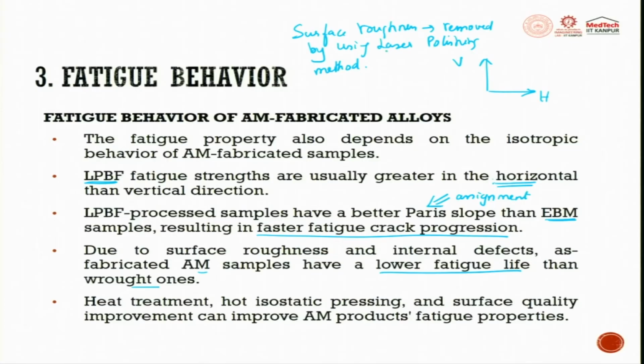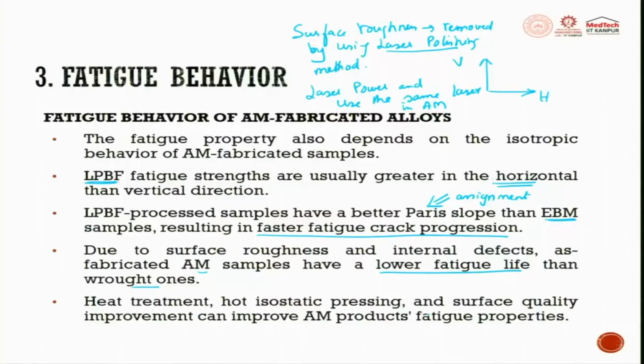The idea of laser polishing is to reduce the laser power and use the same laser in AM. In the same machine, first you use the laser power for making an additive manufactured part. Next, using the same laser, you reduce the power, or go to the defocused zone, so the energy reduces, and then you melt the surface so that it can slowly start flowing.